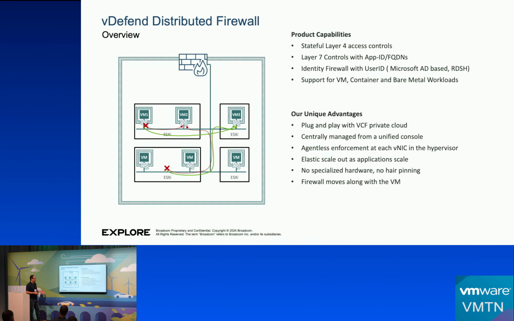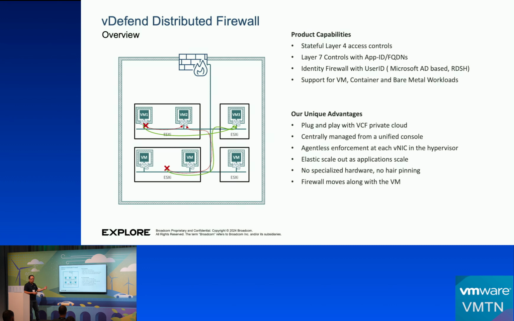The other unique advantages, there are quite a few here, I won't name all of them, but for example, no hairpinning required. All these DFW policies are stored on the NSX manager, which is pushed down to the hypervisor and pushed down to the VNIC of a virtual machine. From a scaling perspective, if you need more compute power, let's say you have hundreds of DFW policies, all you need to do is add additional ESXi hosts to give that additional horsepower.